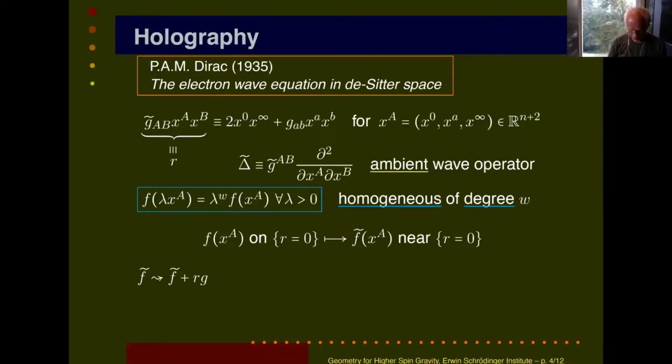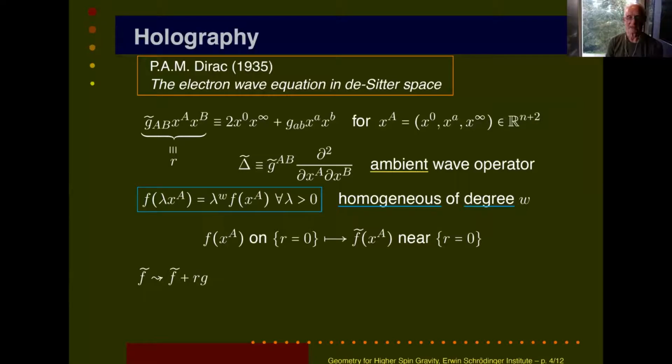Okay, here's the freedom in extending such a thing. You could replace f tilde by something which is r times something else, G, because of course on r equals 0, you don't see this addition. If you did that, G would be homogeneous of degree 2 less than f tilde. So it would be homogeneous of degree w minus 2.